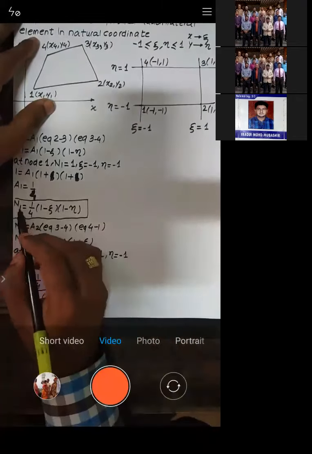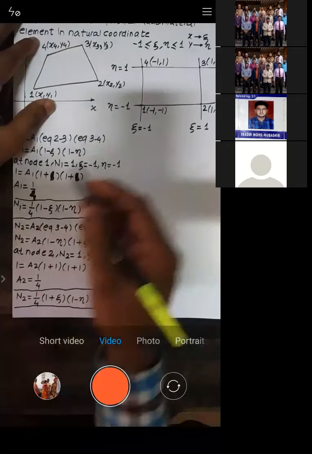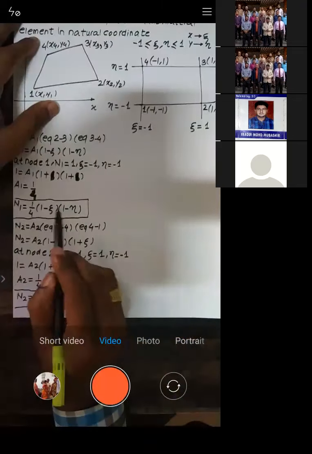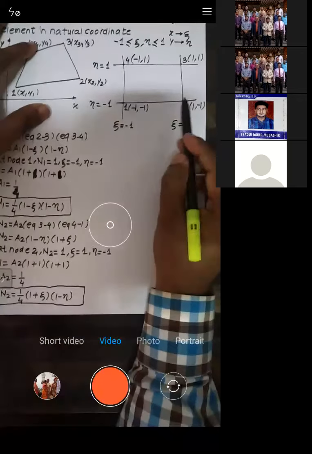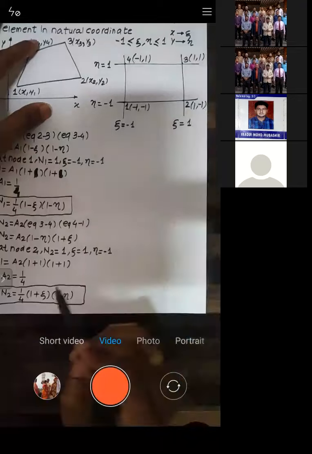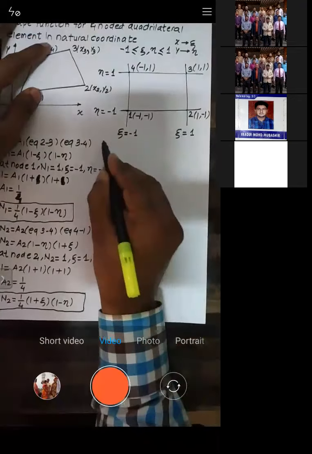See here, if you see the shape function N1, zeta is minus, eta is minus. That's why you are getting minus zeta, minus eta. If you see the second shape function, zeta is plus, so this is plus zeta, and eta is minus. That's why it is minus eta. Is it okay?